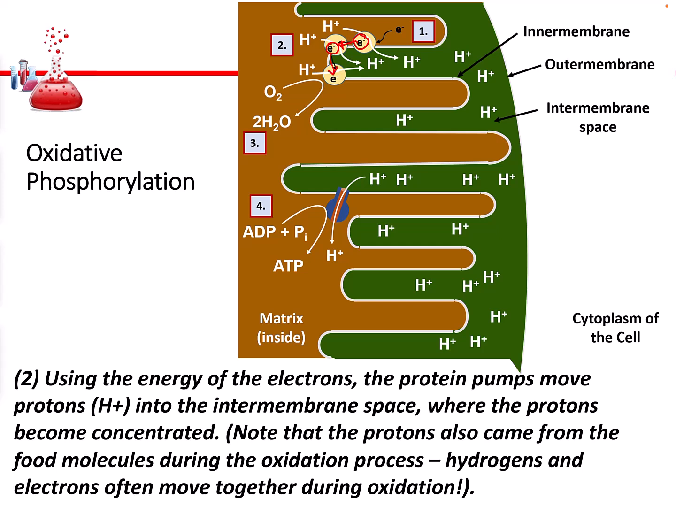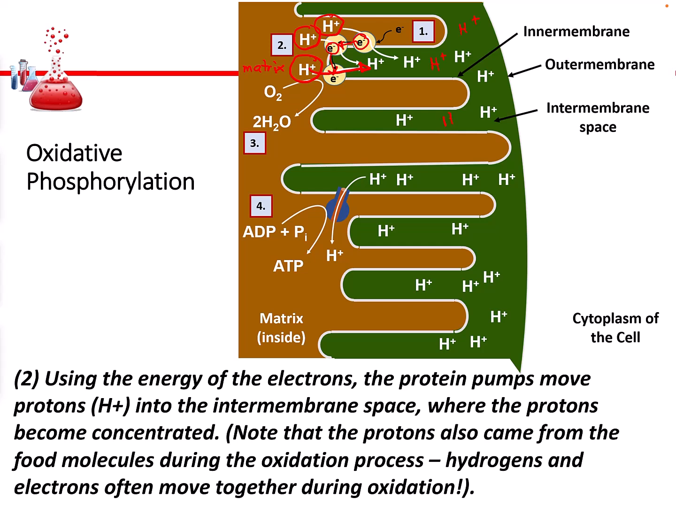The electrons get transferred through that system, and they end up reducing a molecule of oxygen. Those protons get moved from the matrix into the inner membrane space. This is important because it's building up a gradient of protons in the inner membrane space, which contains a lot of energy. So that's what's happening there.